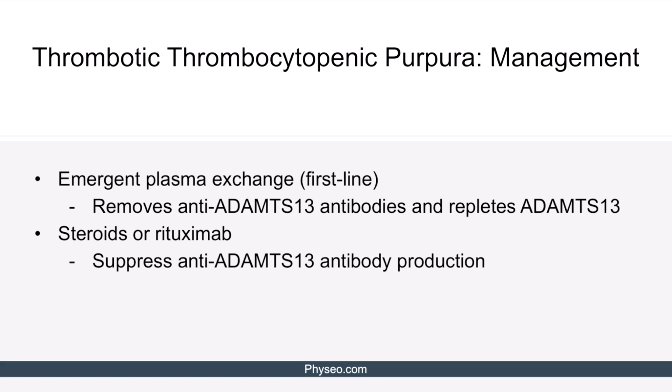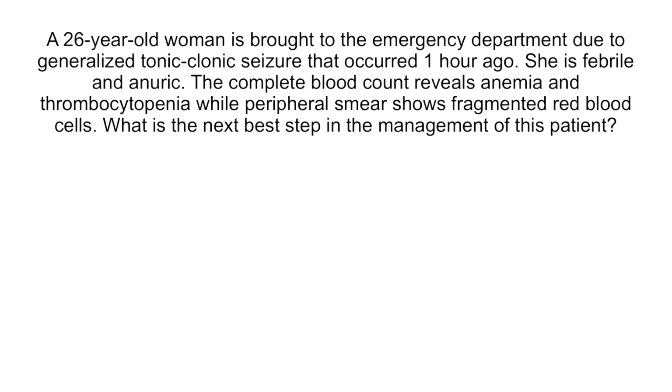If TTP is suspected, treatment should be started immediately without waiting for lab results. The first-line management for TTP is emergent plasma exchange. Plasma exchange removes the anti-ADAMTS13 antibodies and repletes ADAMTS13 levels from the donor plasma, allowing cleavage of von Willebrand factor multimers. Additionally, steroids or rituximab can be added to suppress the anti-ADAMTS13 antibody production.